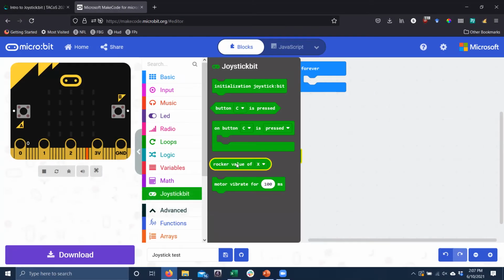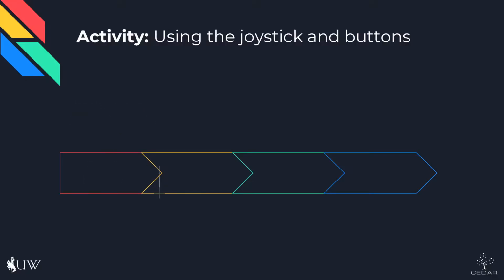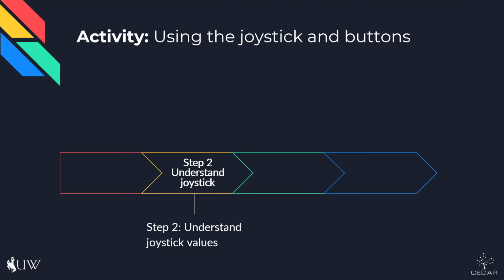The rocker value of X block is a special block just for the joystick. It allows us to get input from the joystick on the joystick bit. Step 2. Let's talk about the joystick and its joystick values. Getting values from the joystick works a little differently than most of the inputs we've used so far.